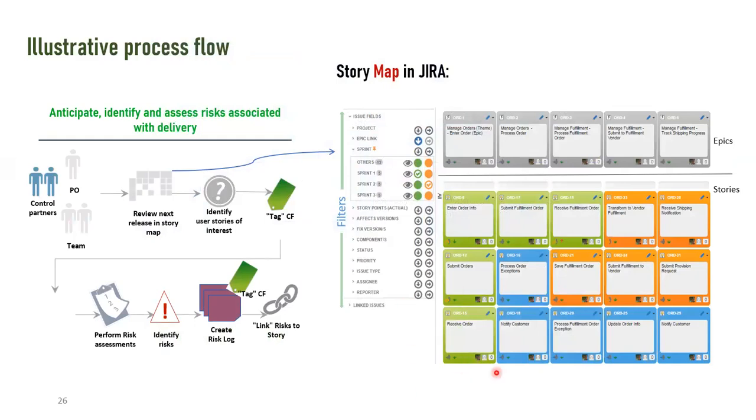So we had this, right from the get-go, when we had a story map for an idea and fleshed it out and got funding. Well, we'd work with the control partners, the PO of the team. We'd look at the next release, look at user stories that could trigger risk control points, tag them, and we'd actually work with our risk partners to perform their risk assessments, identify them, create a risk log, and link those risks to the stories.